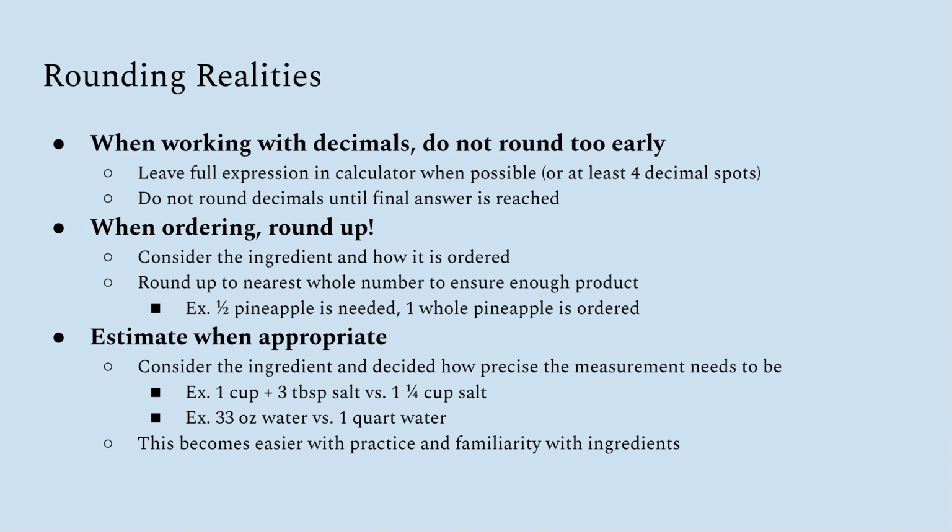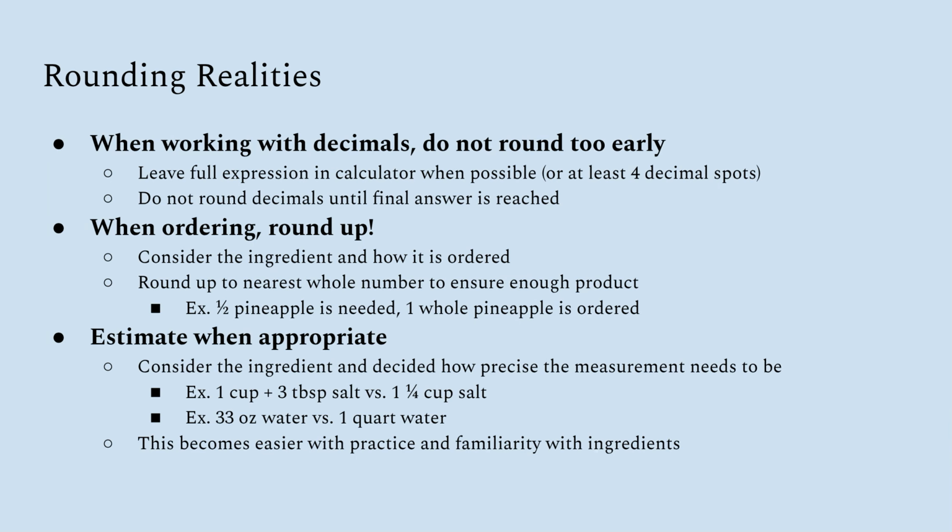And estimate when appropriate. Again, consider the ingredient and decide how precise the measurement needs to be. So if you, at the end of converting a recipe, which we're going to get into in a little bit, see something that says 1 cup plus 3 tablespoons of salt, instead of having those mixed units of measure, instead of having to grab the 1 cup and the tablespoon, you could just say, hey, this probably needs that 1 extra tablespoon of salt anyways. So let's round up to a 1 1/4 cup of salt. So then you would only have to use the measuring cups and not measuring cups and spoons.